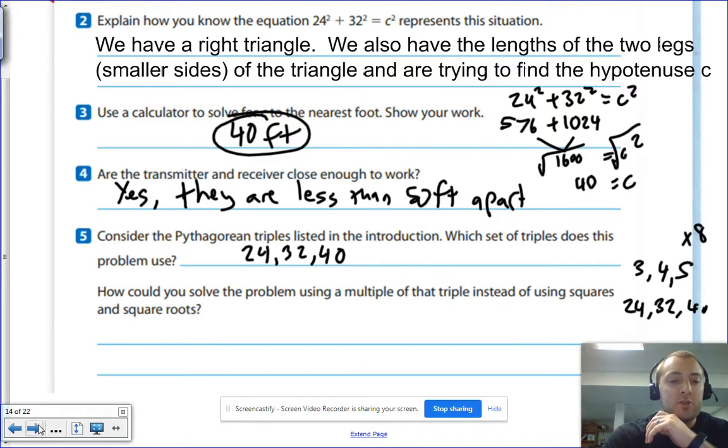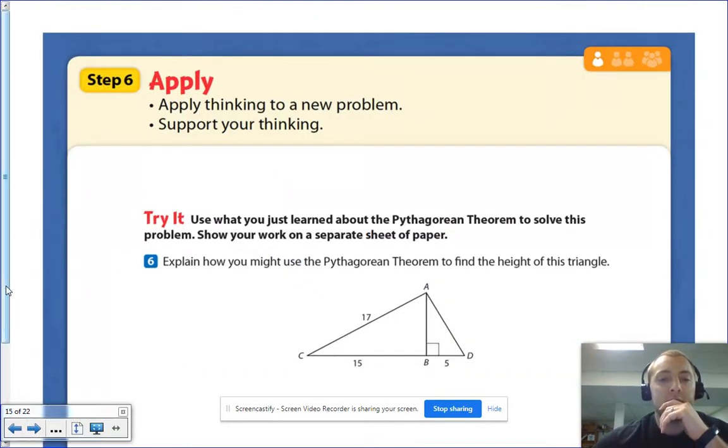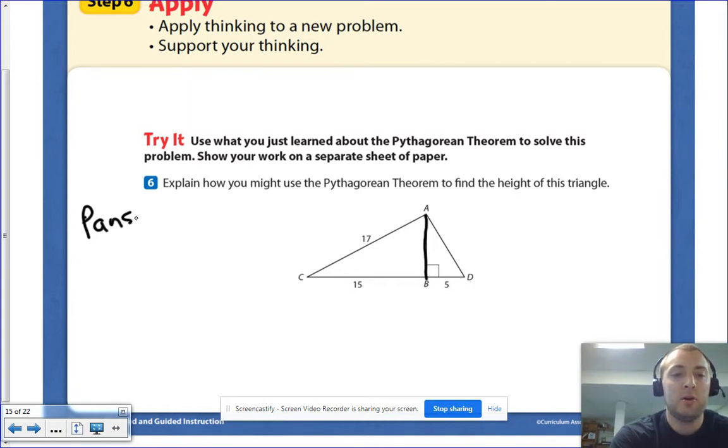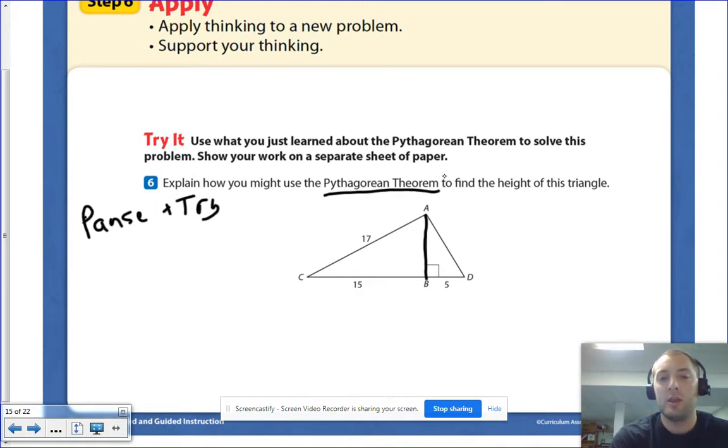All right, finally, I'd like you to try to answer this last question on your own. It says, number 6, use what you've learned about the Pythagorean theorem to solve the problem below. Show your work on a separate sheet of paper, or you can just show it on the page you have there. There's enough space. And explain how you might use the Pythagorean theorem to find the height of this triangle. And the height would be this side right here, this AB. All right. So I'm going to ask you to pause the video and try using the Pythagorean theorem to solve for A. And then you can unpause it. You can check how I did it.